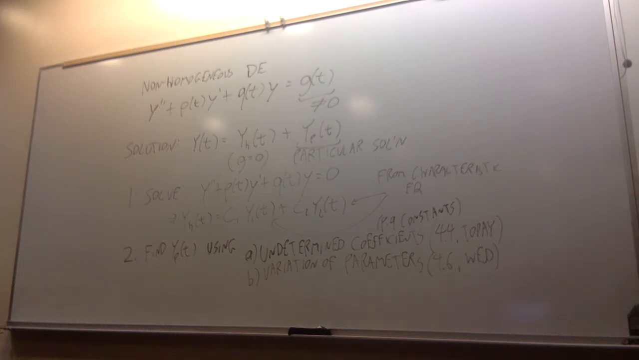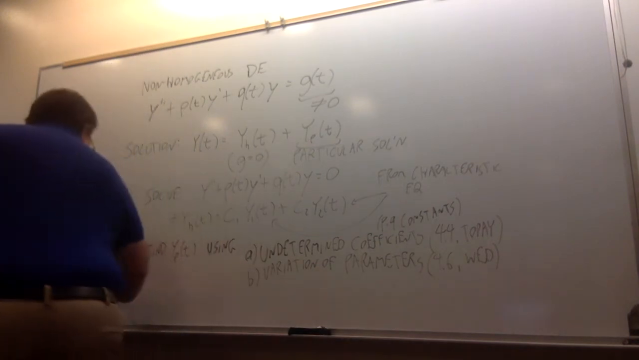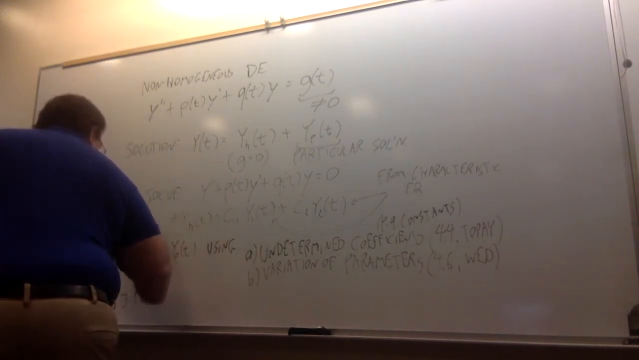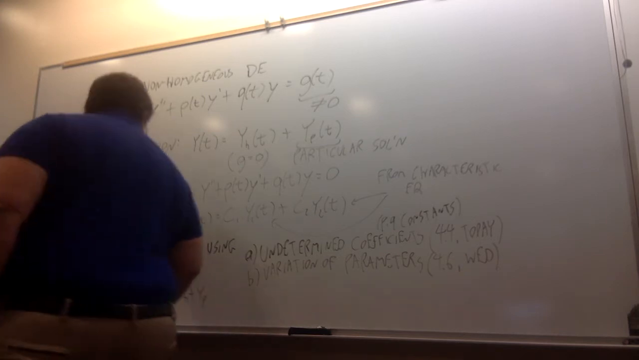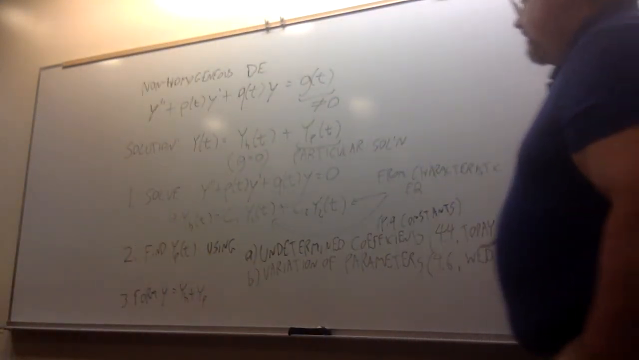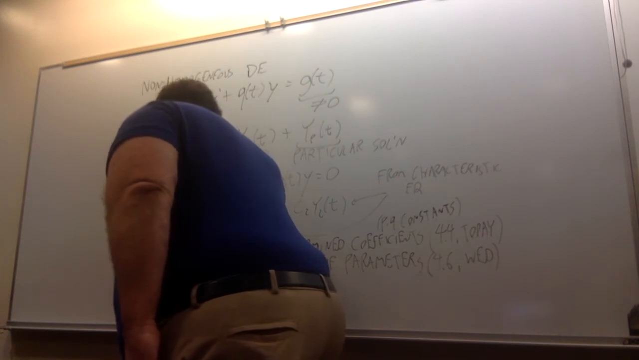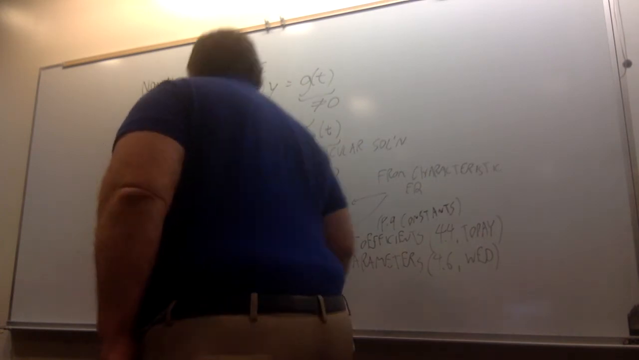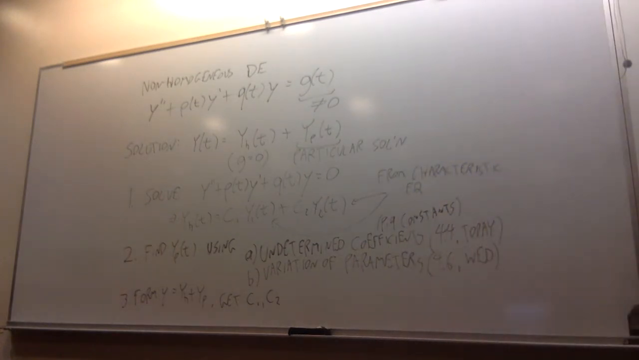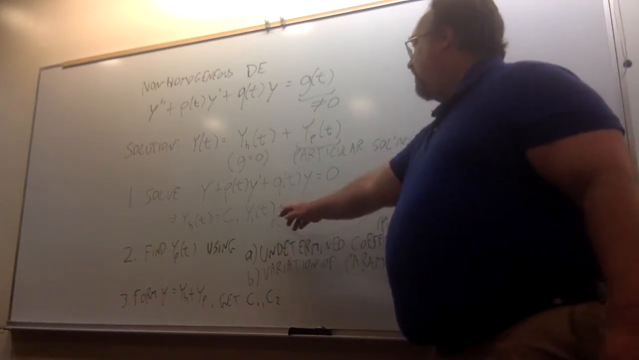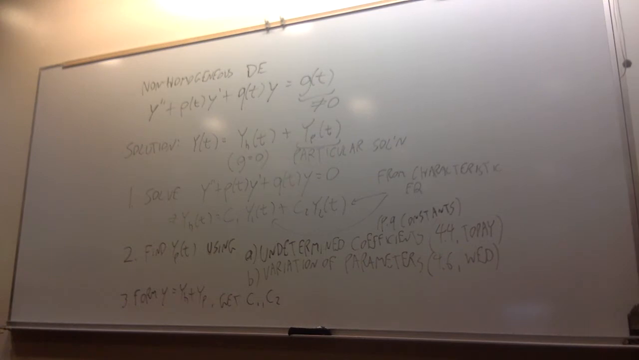Once you have your particular solution, then you have your solution y you can put together. You have both pieces, so you just add them together. And at that point, you figure out the values of C1 and C2 from initial conditions, if you are given initial conditions. Otherwise, you would just stop right here. It's important that you wait until the very end to account for the initial conditions, because if you do that right here, you're not taking this particular solution into account, you get the wrong values.